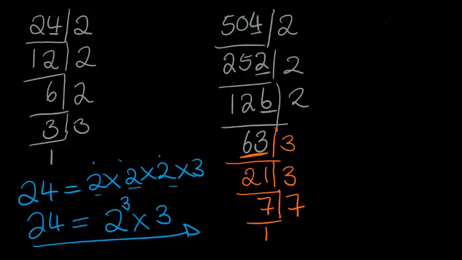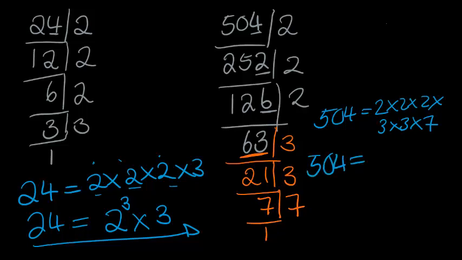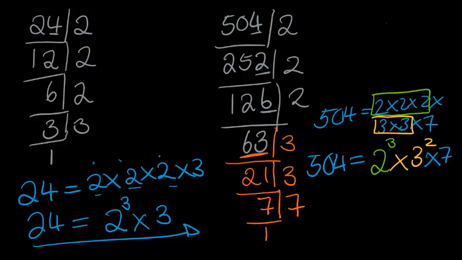Let's do 504. 504 is equal to 2 times 2 times 2 times 3 times 3 times 7. Again, too much repetition. So I'm going to say 504 is equal to, I've got 1, 2, 3 2's. So that's going to be 2 to the power of 3. I've got 1, 2 3's. That's 3 to the power of 2. And I've got 1 7. Those are the factors of 504. So this was question A.